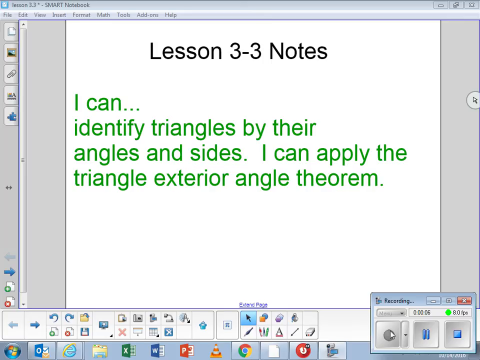So today we're going to talk about classifying triangles by their sides and their angles. And we're going to talk about the exterior angle theorem. Okay? The triangle exterior angle theorem. So that's where we're headed. Hopefully by the end of the period you'll at least know what we're trying to learn.